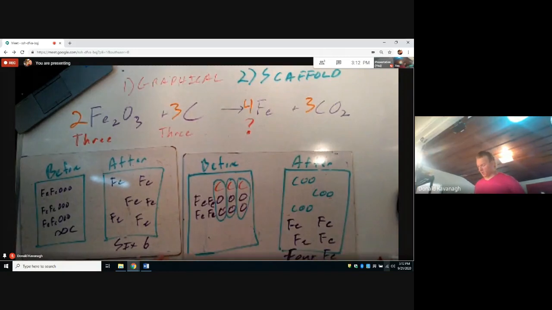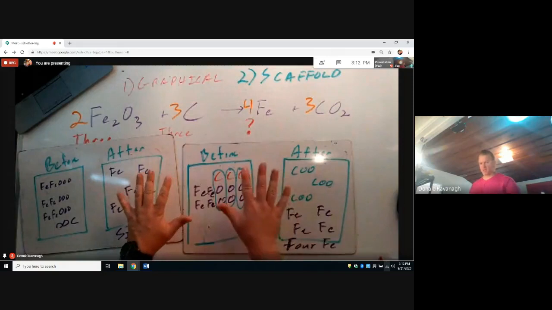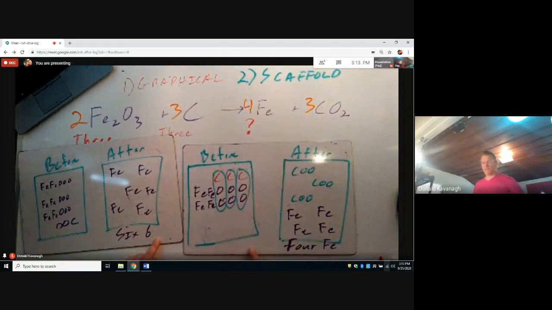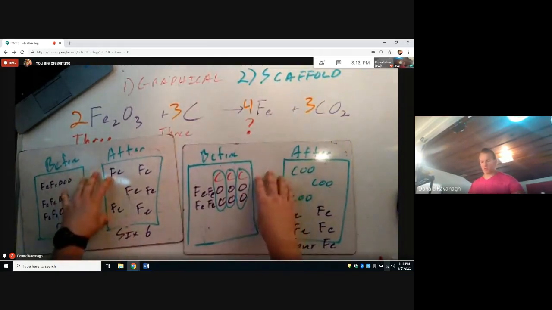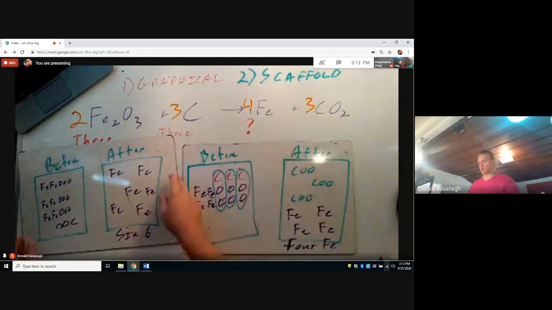The lowest answer is the correct answer. Just like with 5 slices of bread and 5 slices of meat, the lowest answer is the correct answer. That is using a graphical method. Now we're going to solve the same problem using the scaffold method. We're going to need 2 scaffolds to solve this problem.